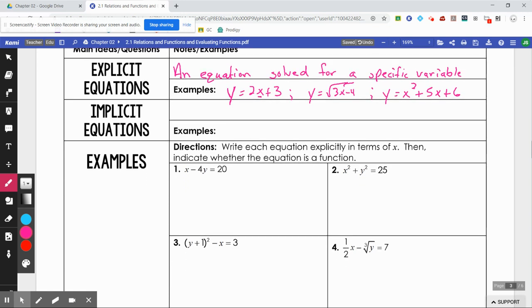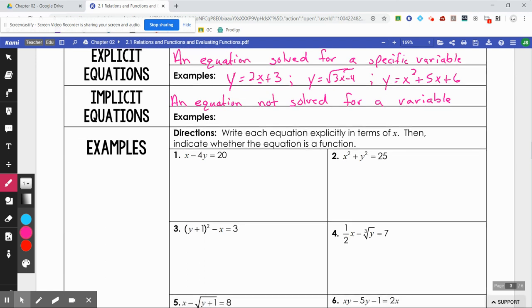Now you have implicit, which would be the opposite of that, and that would be an equation not solved for a variable. Now, when you get to calculus, you do implicit differentiation and all that, and you'll know what implicit means. That'd be like x squared plus y squared equals 16, which is actually the equation of a circle, if you remember. You could have 3x plus 6y equals 10. That would be standard form of a linear equation. Both of those are implicit equations.